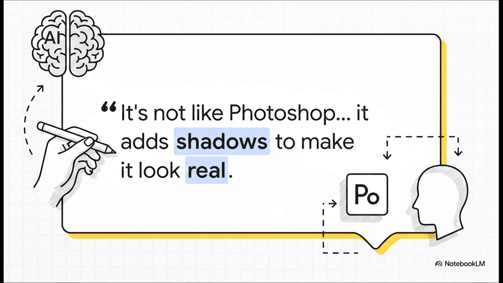And remember, this is so much more intelligent than just cutting and pasting a layer. There's a great quote from one of the creators who was working with this, and he said, "It's not like Photoshop. It adds shadows to make it look real." And that's exactly it. The AI actually understands the context of the scene. It adds the right lighting, the right texture, to make any change you make look like it was always there.